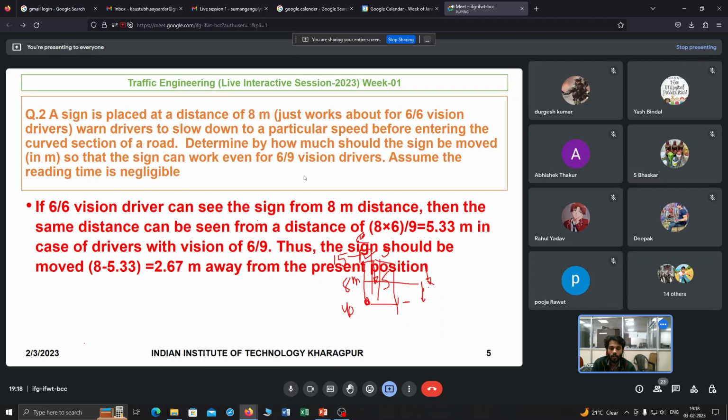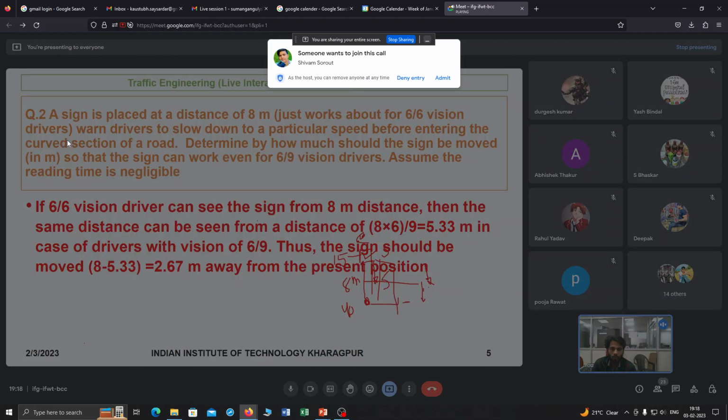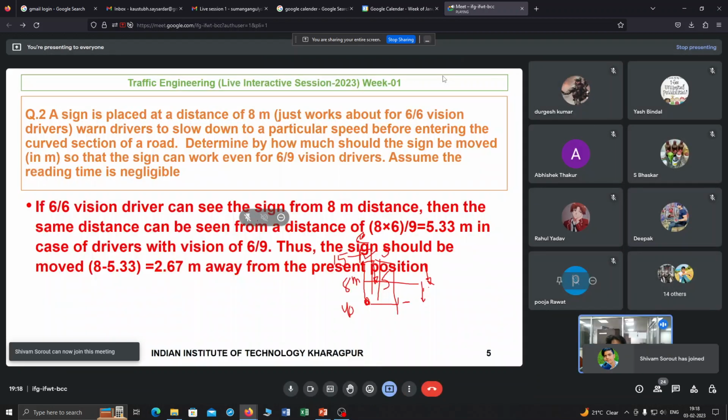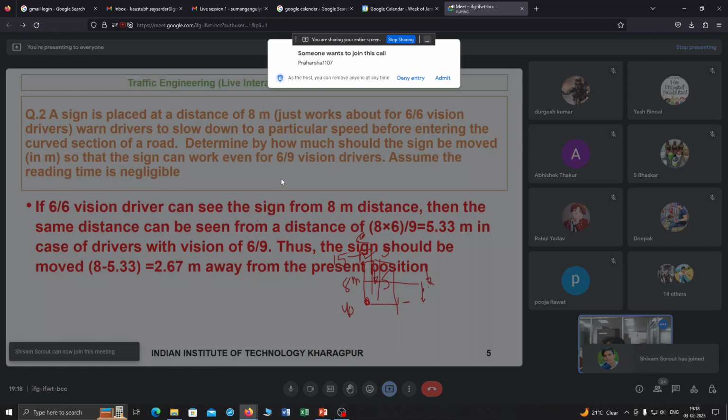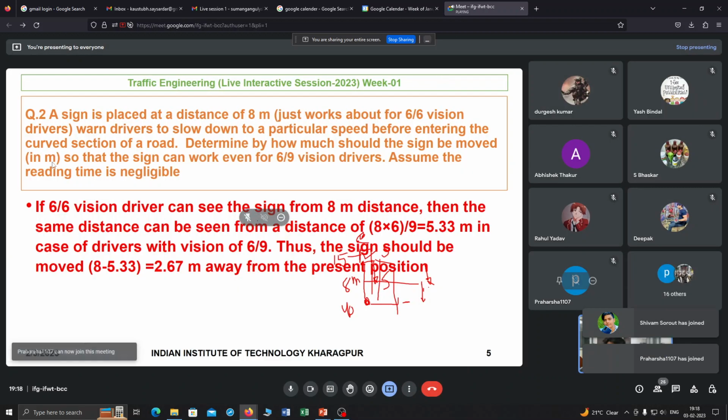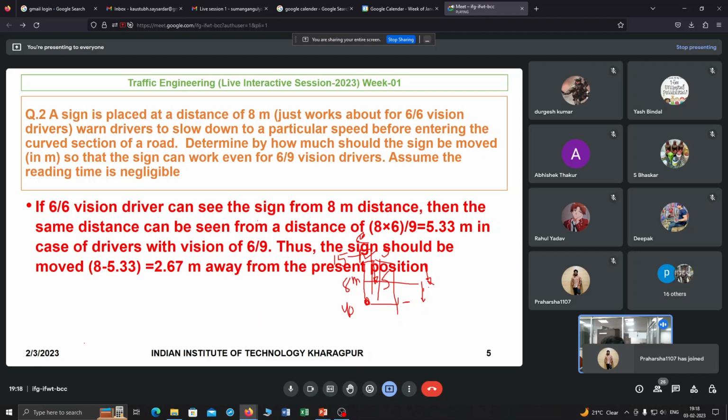So then, if my vision is poor, obviously I will be seeing that same object from a lesser distance, because my distance vision is poor. So how much will it be? It will be 8 into 6/9, that is 5.33 meter, right? It is very logical, it is 5.33 meter.